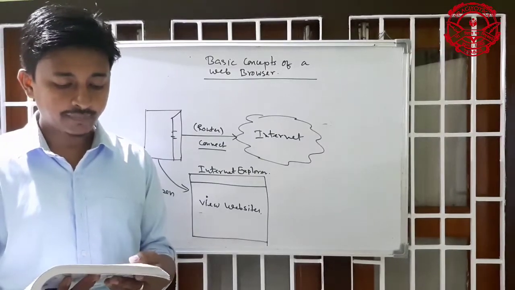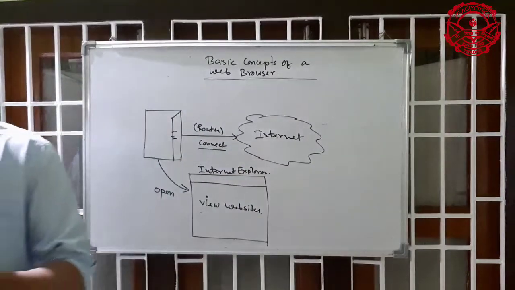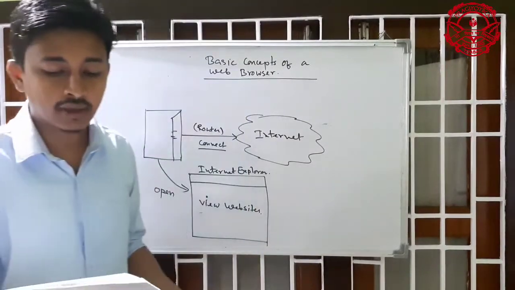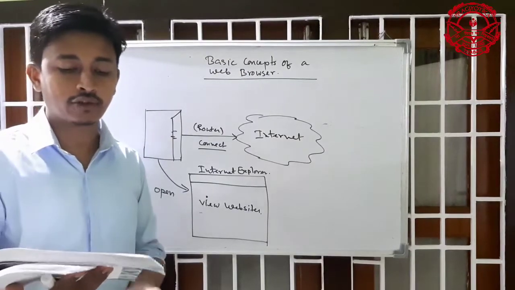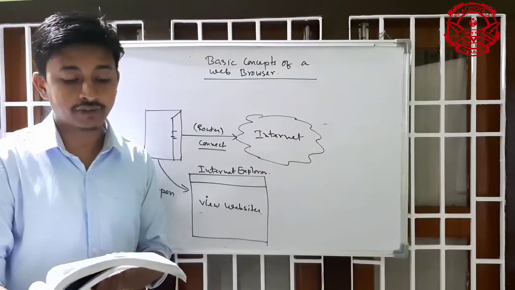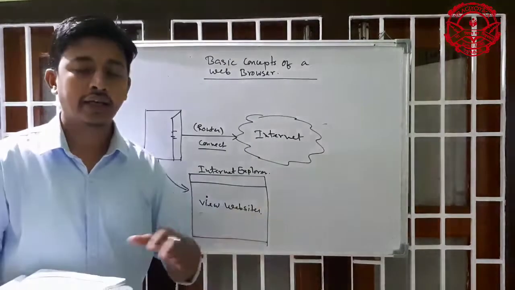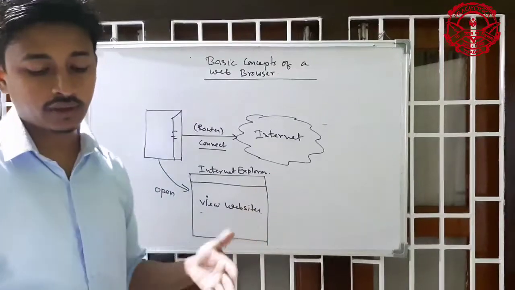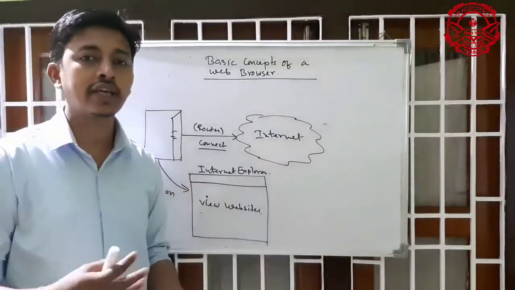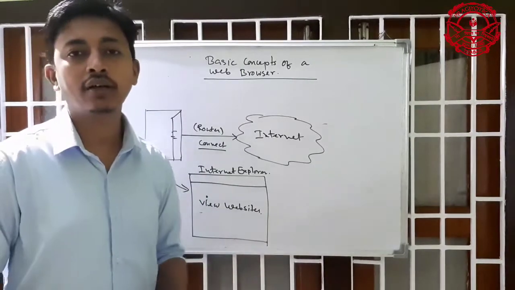Next, functional options in Internet Explorer. What are the functions of Internet Explorer? Internet Explorer offers various options on the toolbar and the menu bar, which enable the user to execute commands quickly and easily. They offer various toolbars and menu bars which help us connect to the internet and execute commands quickly and easily. There are many types of tools and commands used to quickly and easily open websites.